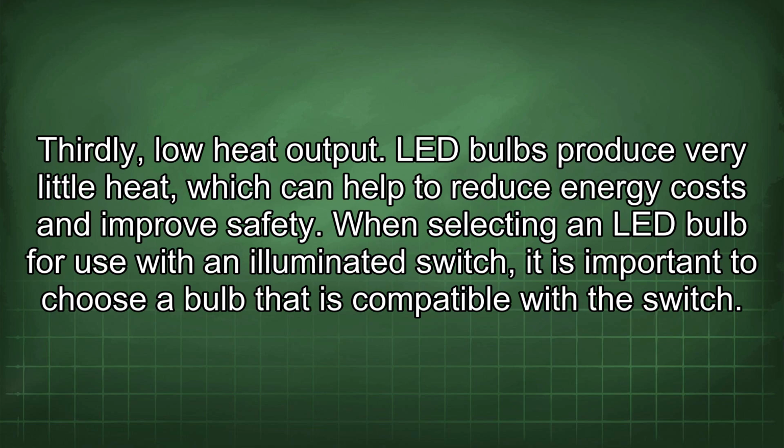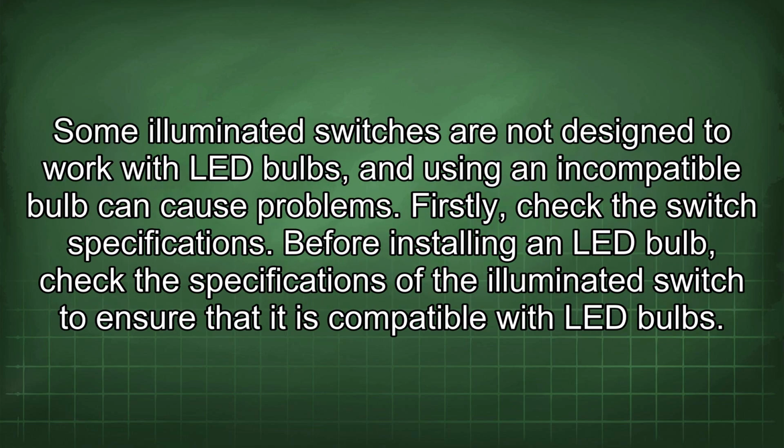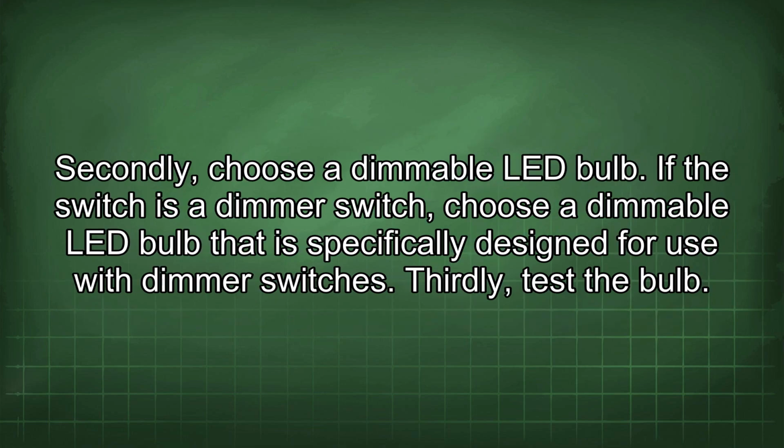When selecting an LED bulb for use with an illuminated switch, it is important to choose a bulb that is compatible with the switch. Some illuminated switches are not designed to work with LED bulbs, and using an incompatible bulb can cause problems. Firstly, check the switch specifications. Before installing an LED bulb, check the specifications of the illuminated switch to ensure that it is compatible with LED bulbs. Secondly, choose a dimmable LED bulb. If the switch is a dimmer switch, choose a dimmable LED bulb that is specifically designed for use with dimmer switches. Thirdly, test the bulb.